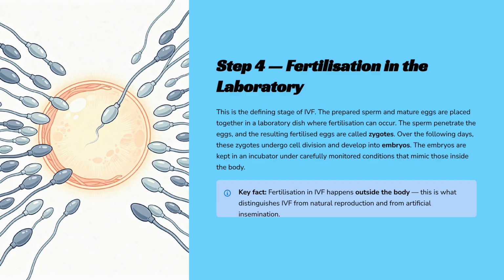Step 4 is fertilization in the laboratory. This is the defining stage of IVF. Prepared sperm and mature eggs are placed together in a dish. The resulting fertilized eggs are called zygotes, which then divide to form embryos and are monitored in an incubator that mimics conditions inside the body.